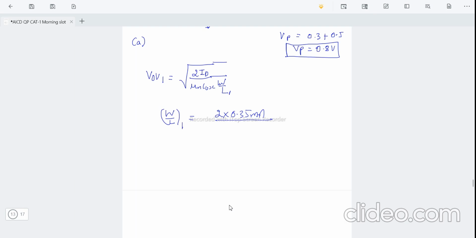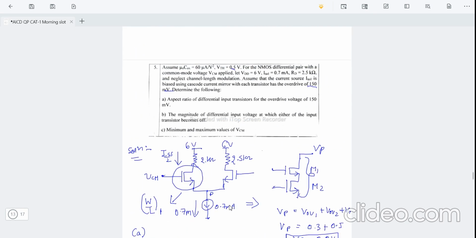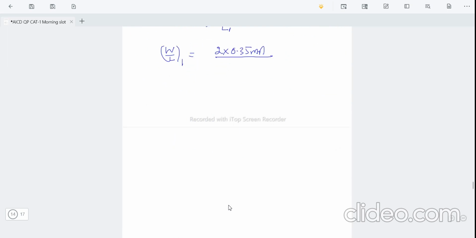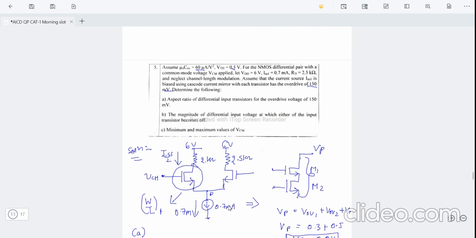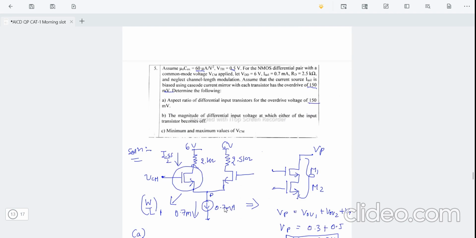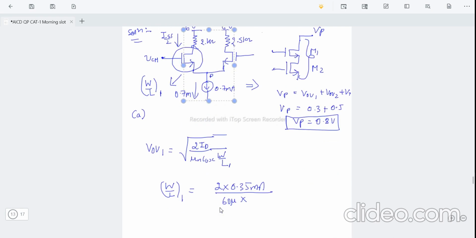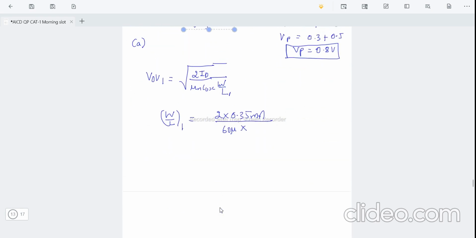And the value of mu n Cox, which is given in the question, is 60 micro. So I'll be substituting the same here. And the overdrive voltage of this MOSFET is 150 millivolts, which is given in the question. So 150 millivolts is 0.15 volts, squared. So after solving, I'll get the W by L ratio as 518. So this is what was asked in the question.